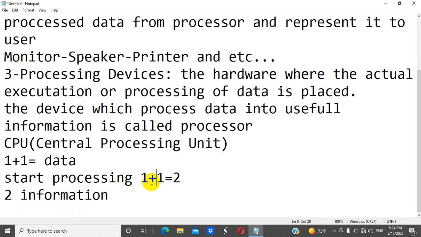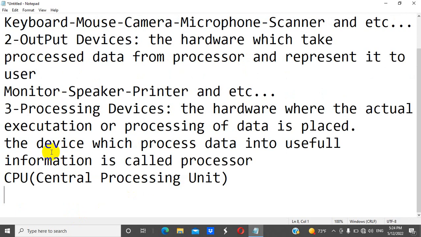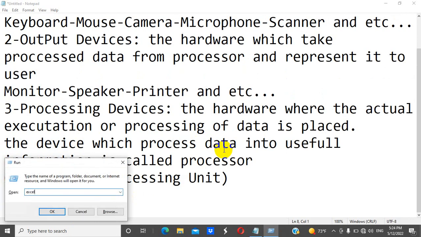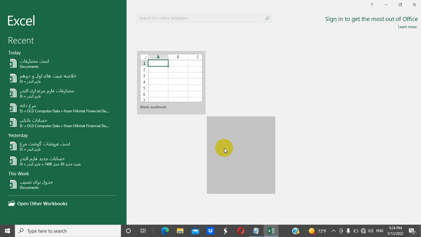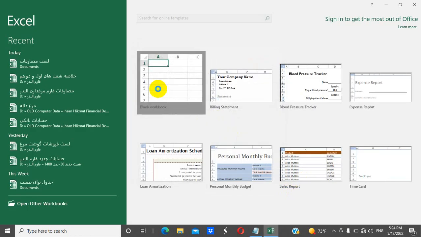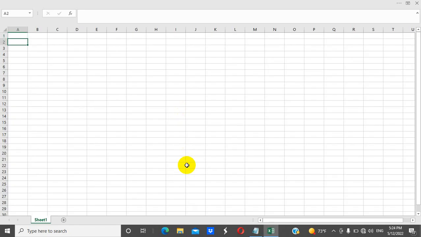Same as the human body, a computer also works this way. We enter this information using the keyboard. The keyboard is an input device. We are entering 1 and 1. By which part of the computer do we enter this information? By using the keyboard. Then the processor processes it, and now we can see the result is 2. So the processor is the brain of the computer system.